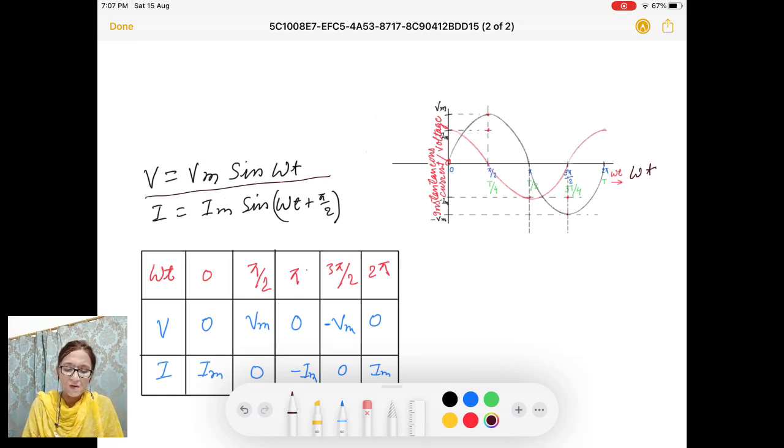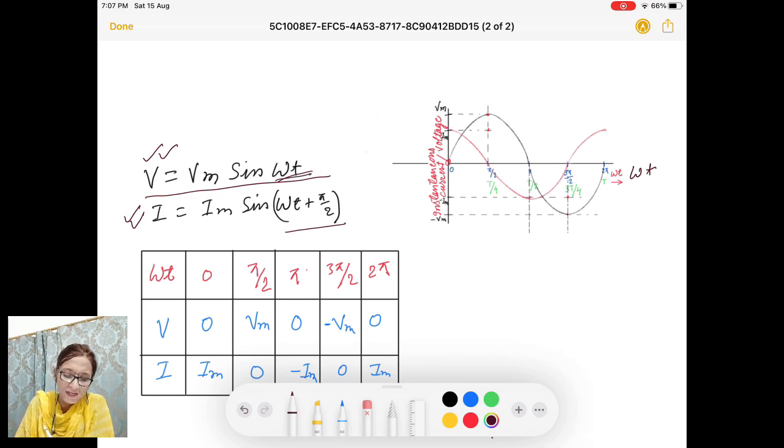You have been given two equations. In a purely capacitive circuit, the voltage is given by this one, and you obtained the instantaneous current, which is equal to Im sin(omega t plus pi by 2). Here you can see that the phase difference is pi by 2. So firstly, we will draw the voltage versus omega t graph.